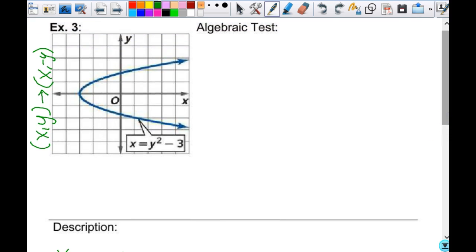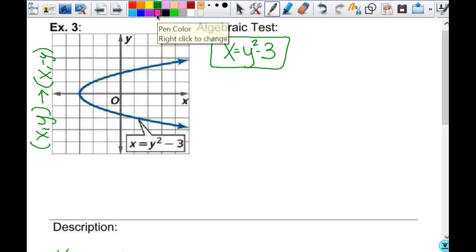So I'm going to rewrite my original one. x equals y squared minus 3. That's my original. I change x and y, replace them with x and negative y. So x is still x. That's equal to negative y squared minus 3. That's just me plugging it in.